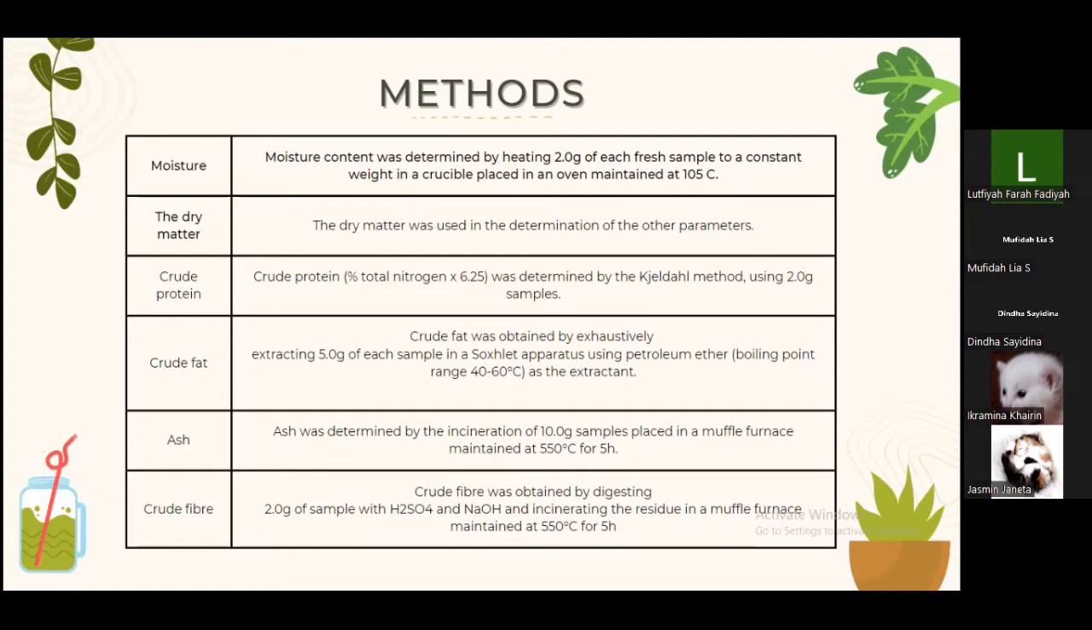The next is ash. Ash was determined by the incineration of 10 gram samples placed in a muffle furnace maintained at 550 degrees Celsius for 5 hours. The last is crude fiber. Crude fiber was obtained by digesting 2 grams of sample with sulfuric acid and sodium hydroxide and incinerating the residue in a muffle furnace maintained at 550 degrees Celsius for 5 hours.